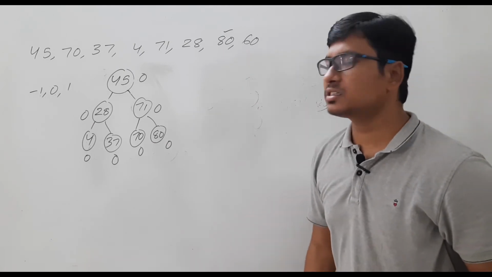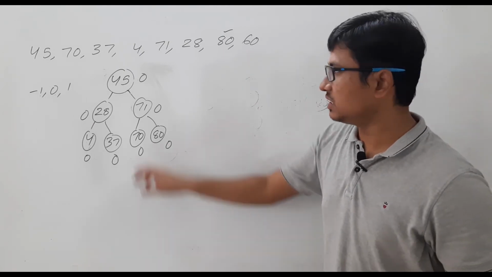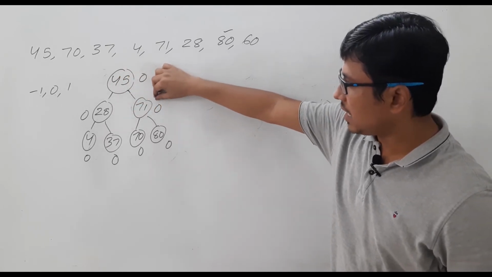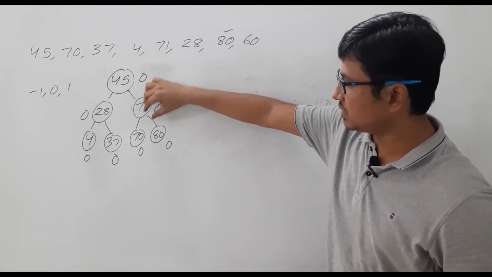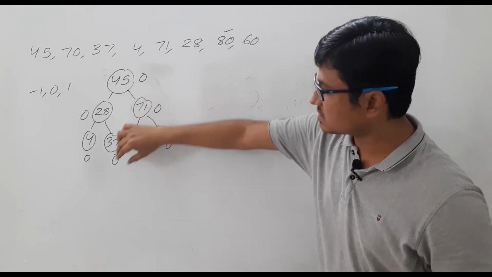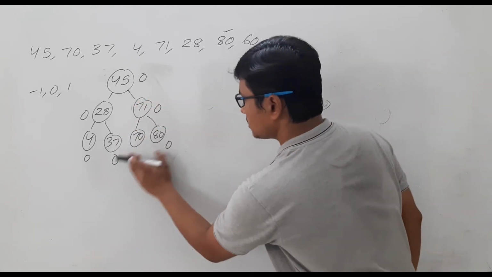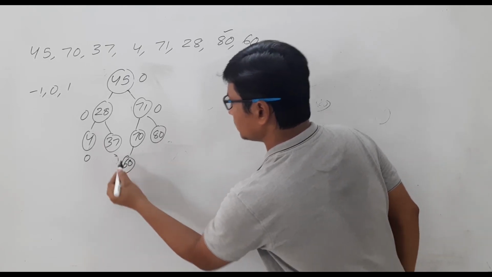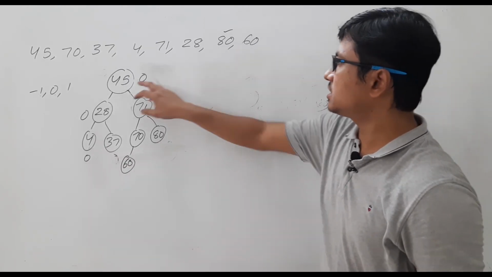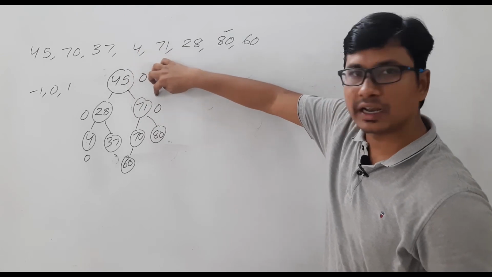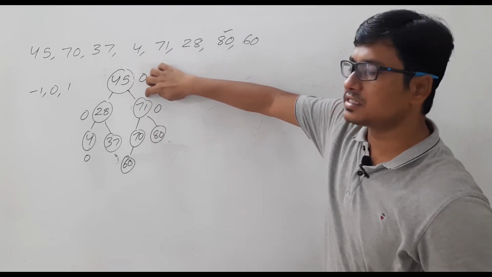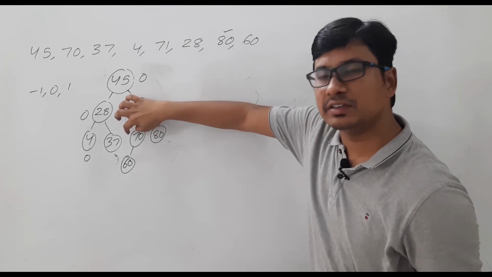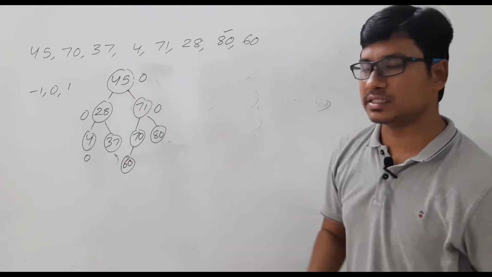Now I need to insert 60. Where I need to insert 60? 45 is the root node, 60 is greater than that one and less than 71. So you need to go here and less than 70. So 60 will come here. Is it clear? Are you able to understand? Because 60 is greater than 45, I came to the right side. 60 is less than 71, so I will go towards the left side. And 70 is there. 60 is less than 70, so you need to insert here.